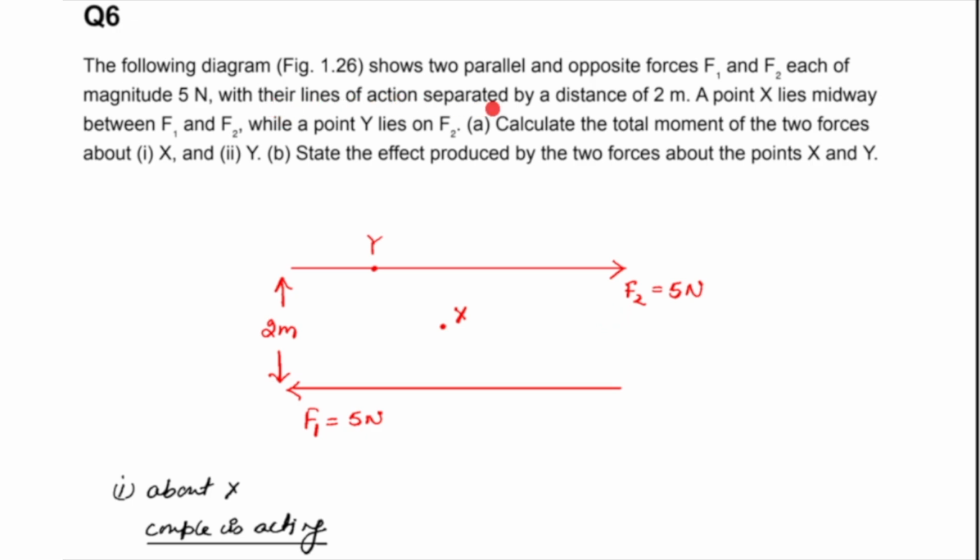With their lines of action separated by a distance of 2 meter, they are separated by 2 meter. A point X lies midway, so this is midway, 1 meter from here and 1 meter from here. A point X lies midway between F1 and F2, while the point Y lies on F2. It lies here. A, calculate the total moment of the two forces about X and Y. And B, state the effect produced by the two forces about the point X and point Y. Let's do first about X and then we'll do about Y.